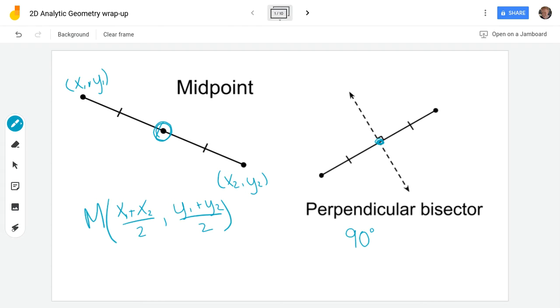Perpendicular bisector goes through that midpoint at a 90-degree angle, so you have to think about the slope. And if the slope is, let's say, 1/3, you need the negative reciprocal of that. So the perpendicular slope would be negative, and then you flip it upside down, so -3. Or let's say it was 11/3, the negative reciprocal would be -3/11.